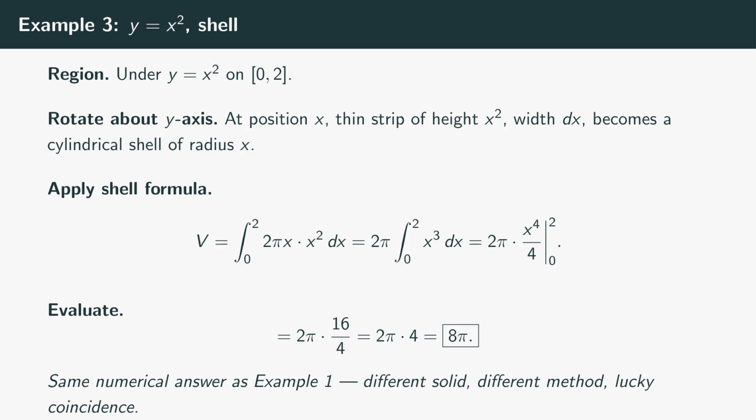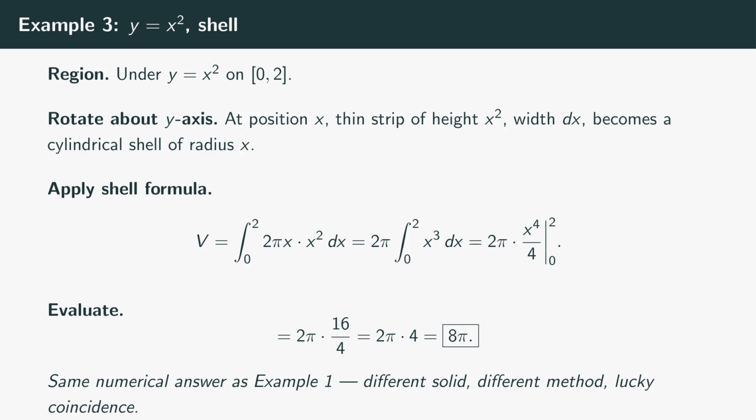Antiderivative of x cubed is x to the 4th over 4. Evaluate from 0 to 2: 16 over 4 minus 0, which is 4. Multiply by 2 pi, V equals 8 pi. Volume is 8 pi. Same numerical answer as the first example, y equals the square root of x on the interval from 0 to 4 rotated about the x-axis. That's a coincidence. Different solids, different methods, but a cute one. The disk method and the shell method both happen to give 8 pi here.